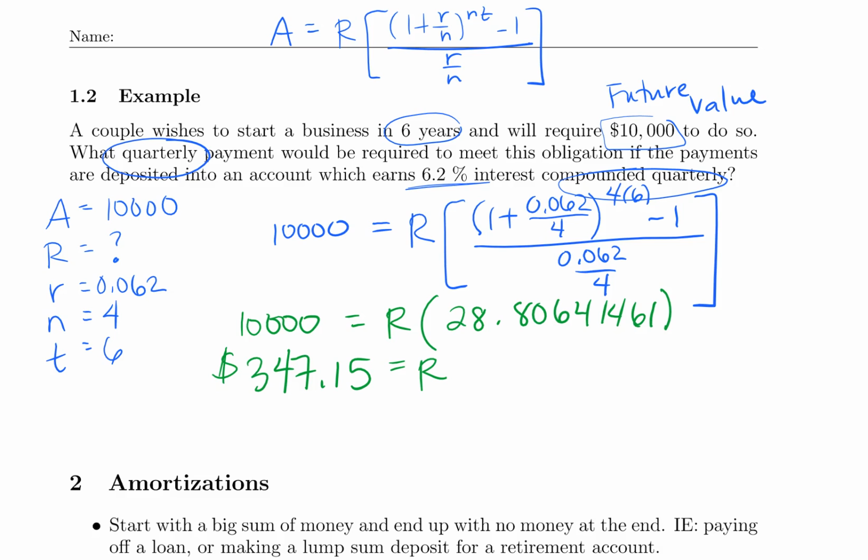In general, if you're finding the monthly payment or the periodic payment, you want to round up a penny, because if you pay slightly too little, then you could end up not paying enough. But if you pay an extra penny, then you are fine. You're not going to be underpaying. So this couple who wants to start a business in 6 years should be depositing about $350 every quarter into this account, and they'll be able to reach their $10,000 goal in those 6 years.